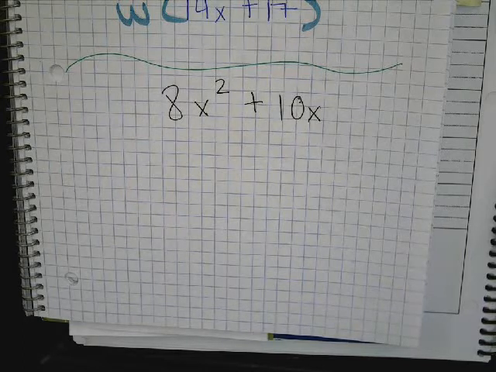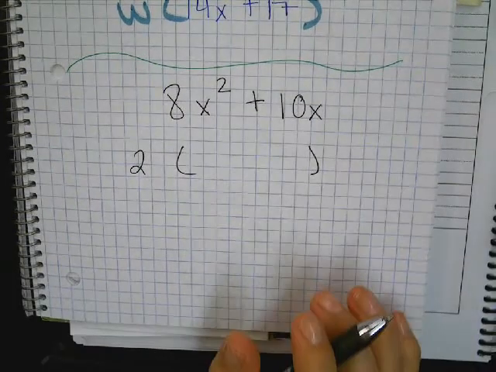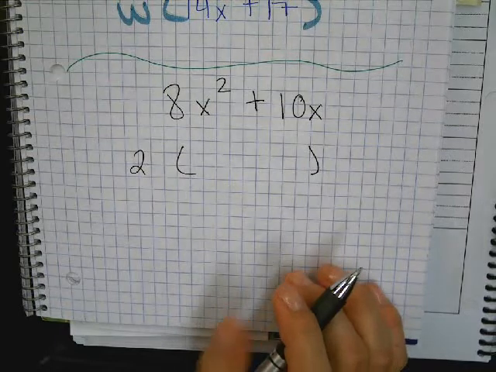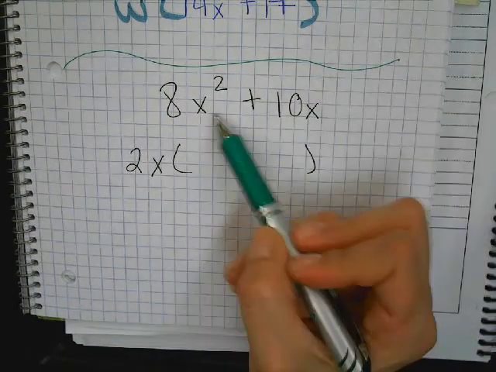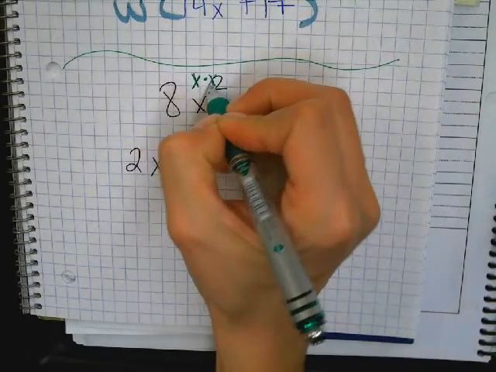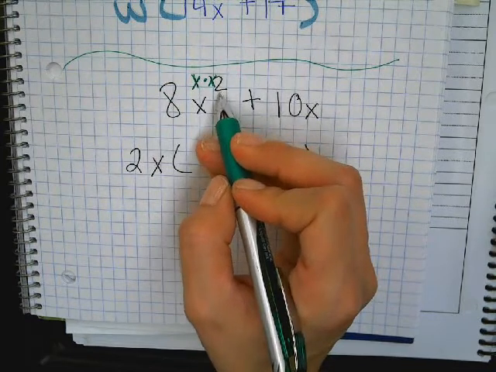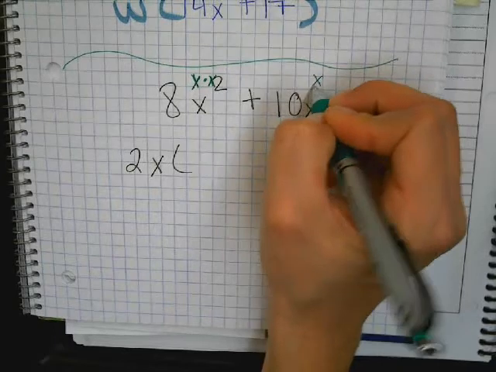The number. What number can I take out? A 2. Good. What else can I take out? An X. How many X's are here? 2 of them. Because it's X to the power of 2. So that means that there are 2 of them. How many are here? Just 1.